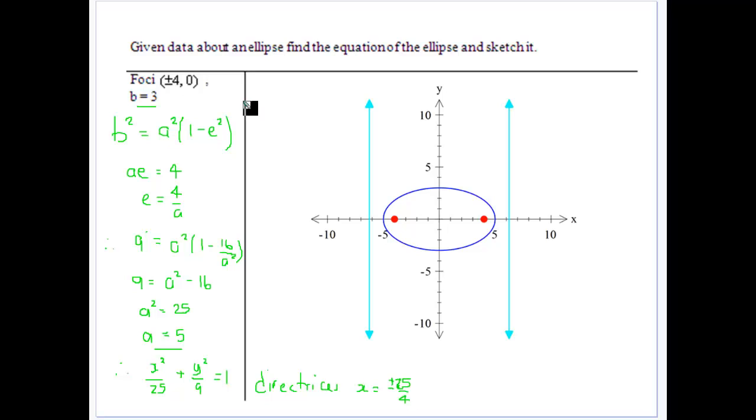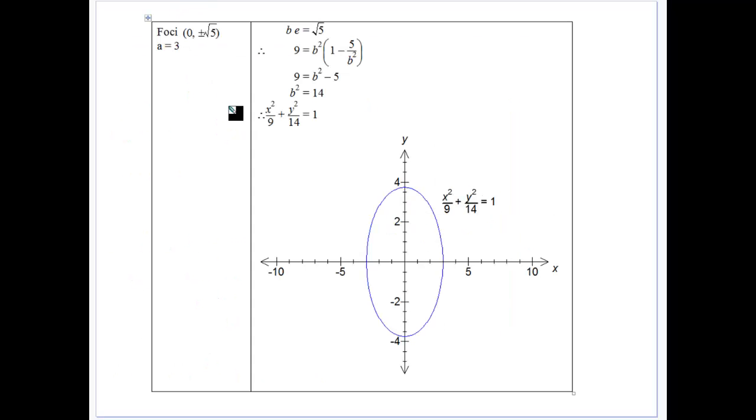This time we're told foci at plus or minus root 5. So the first thing I should be knowing is that my major axis is going to be on the y-axis, because the foci sit on the major axis and it's 0 with a y value. So it's on the y-axis. A is 3. So again, b times e would be root 5.